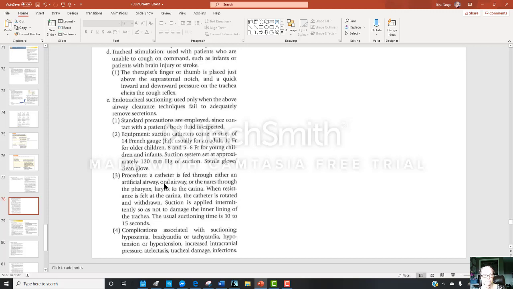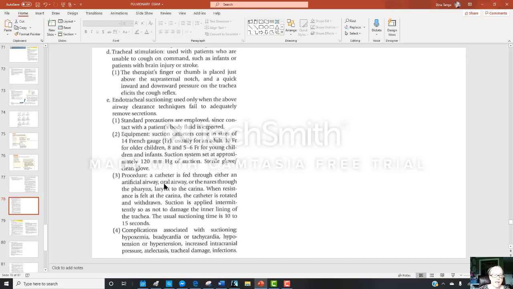Endotracheal suctioning is used only when the above airway clearance techniques fail to adequately remove secretions. Standard precautions are employed since contact with the patient's bodily fluid is expected. Equipment: suction catheters come in sizes of 14 French gauge, usually for an adult, 10 for older children, 8 to 5 for young children and infants. Suctioning system set at approximately 120 mmHg of suction. Sterile glove, clean glove.